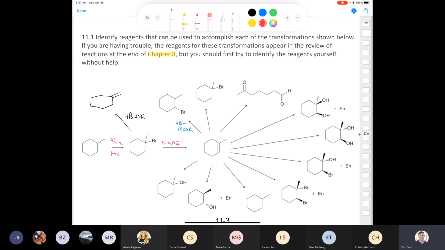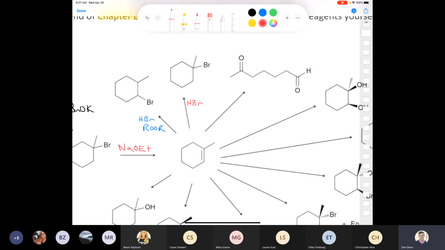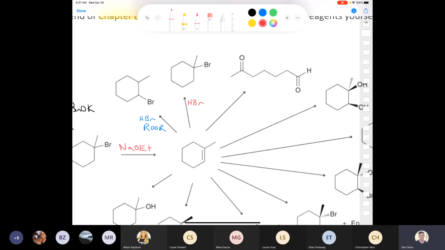The next reaction is a Markovnikov addition of HBr across a double bond, and so we're simply going to use HBr, right? That's a Markovnikov addition. Nothing really new there. If we move over to the next one, you see that we're starting with a simple alkene, and we're ending up with a bifunctional compound, a compound that's got two functional groups. We've got a ketone and an aldehyde in the same molecule. And the way that we end up making those carbonyl functional groups is by cleaving the double bond here, right?